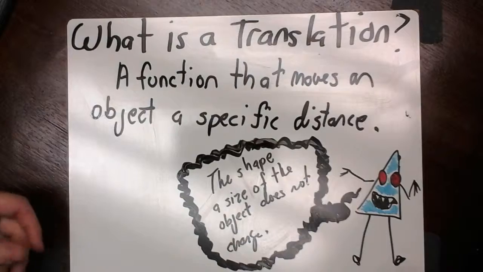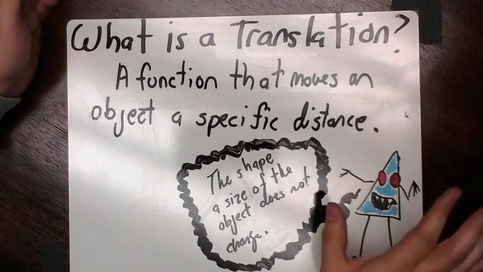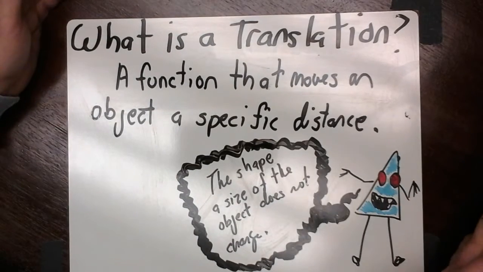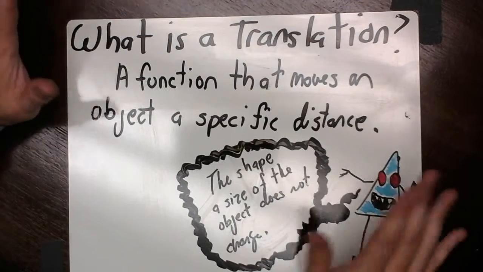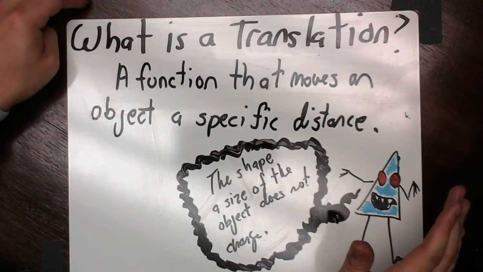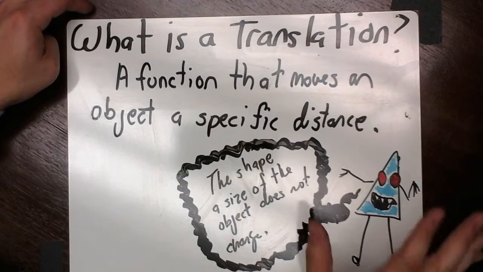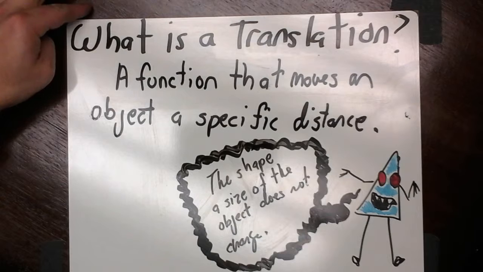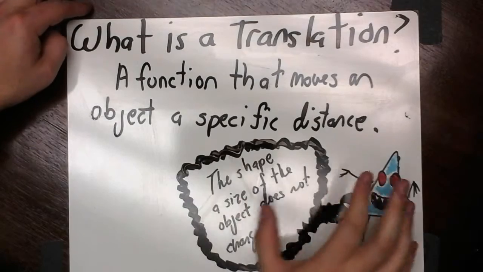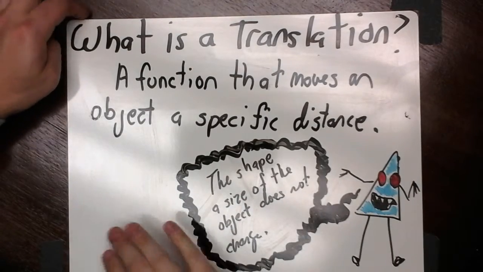Translation: a function that moves an object a specific distance. It's a very general, kind of ambiguous definition for translations. The most important part you need to know about this is the shape will not change size or change shape. Nothing of it will change. It will just move from one place to the other. So let's take a look at that.